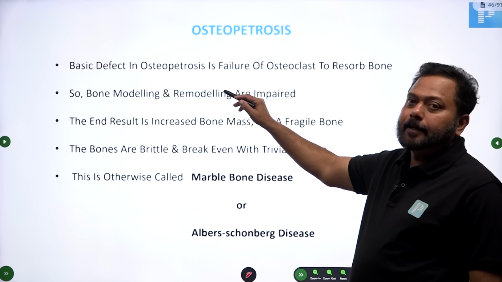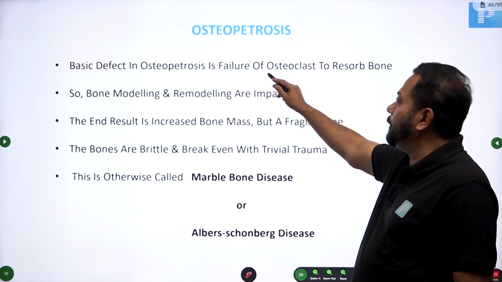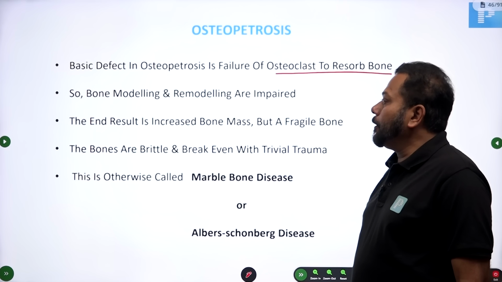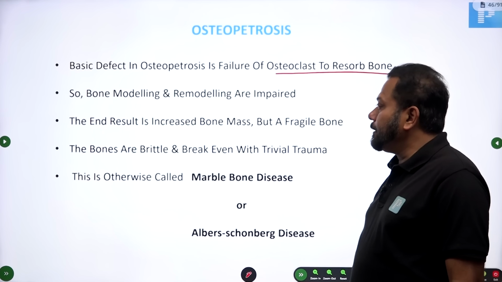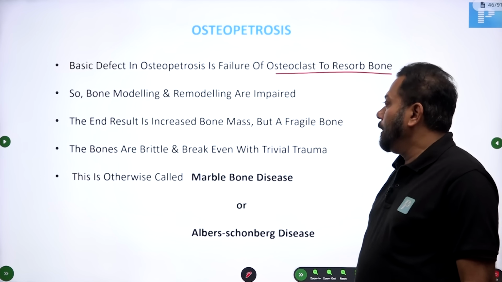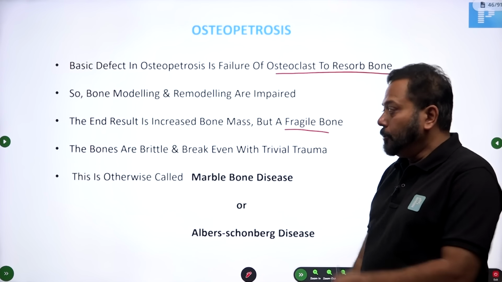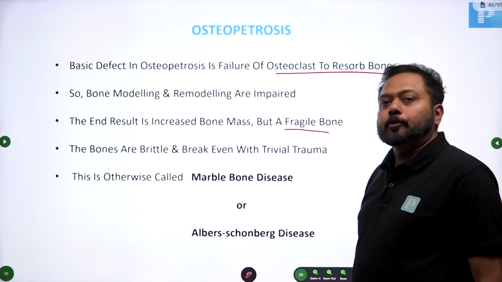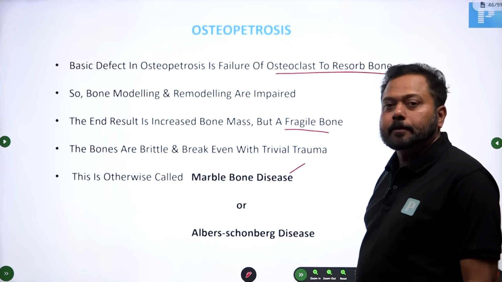The basic defect in osteopetrosis is failure of osteoclasts to resorb the bone. Bone modeling and remodeling are impaired. The end result is increased bone mass, but a fragile bone. The bones are brittle and break even with trivial trauma. So, osteopetrosis is otherwise called marble bone disease.